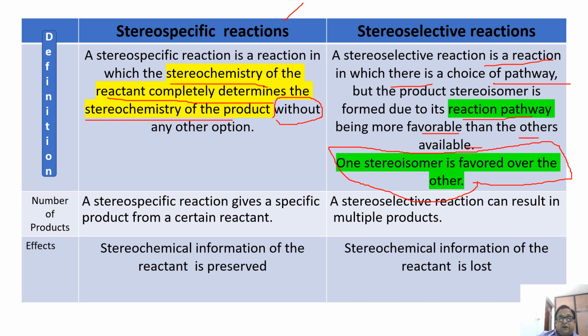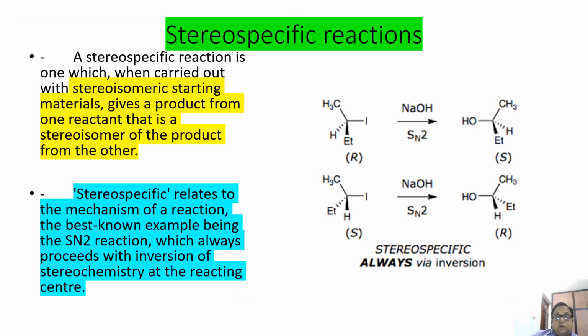A stereospecific reaction gives a specific product from a certain reactant. A stereoselective reaction results in multiple products. In a stereospecific reaction, the stereochemical information of the reactant is preserved, but in a stereoselective reaction, the stereochemical information of the reactant is lost, that is, it is not preserved. So let's see the stereospecific reaction.